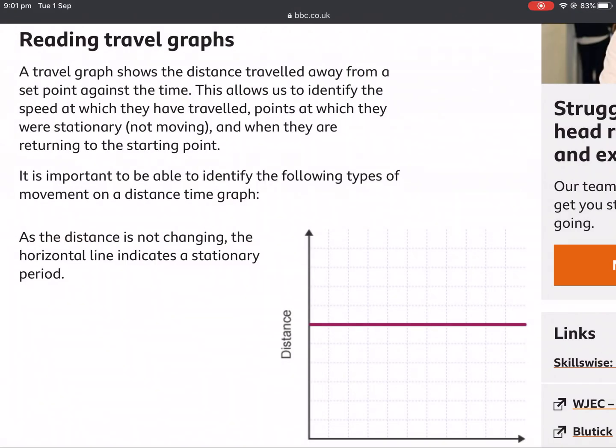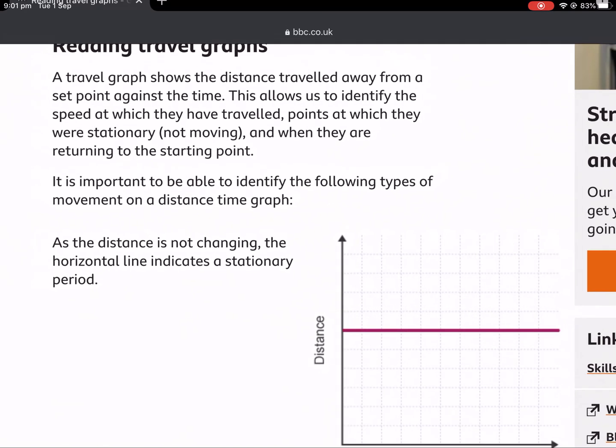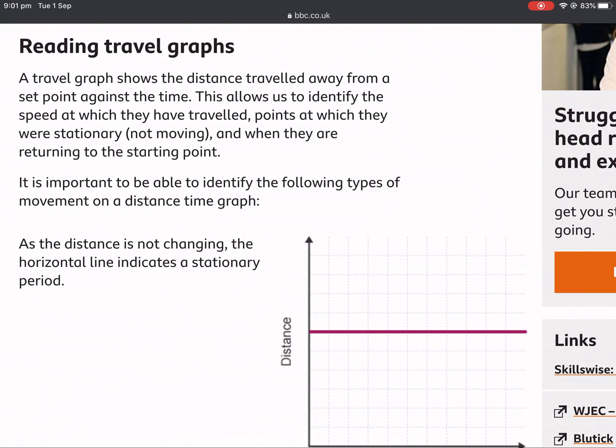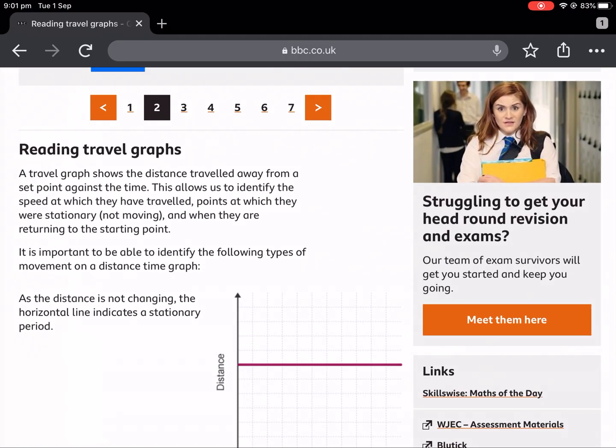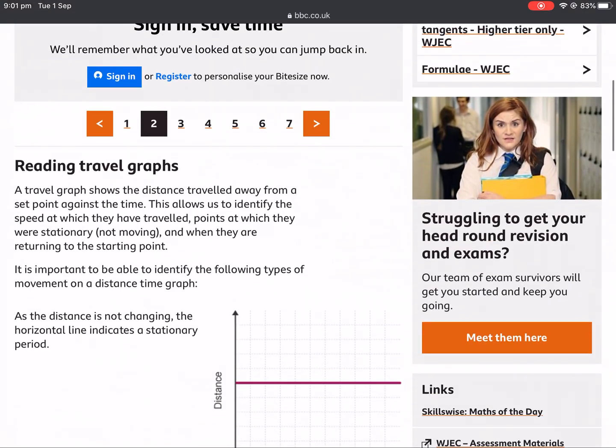Okay, so we're talking about travel graphs. Now, travel graphs are essentially just a representation of someone walking away from something or driving to something. They might be stood still, they might be stood still but far away from the original point, or, you know, things like that. So I'm reading through the website that you're supposed to be reading through, okay?